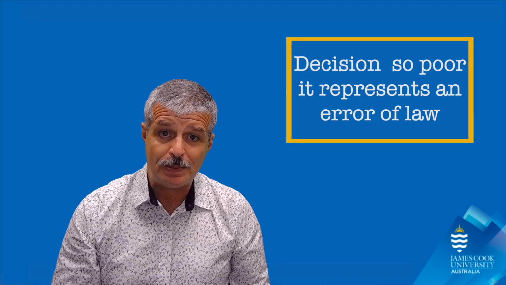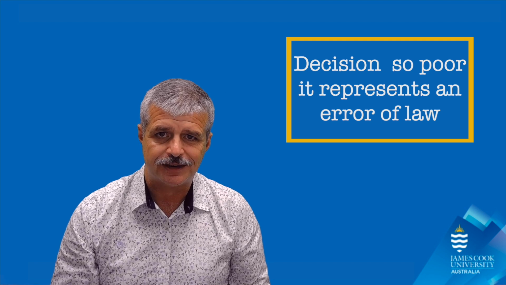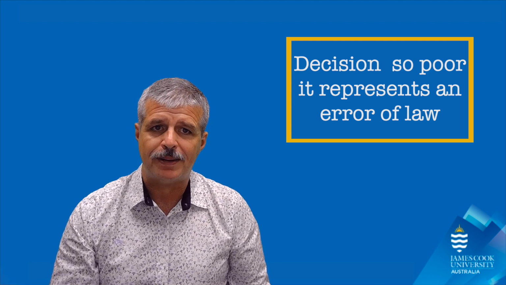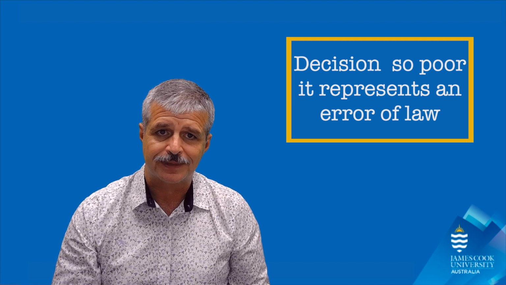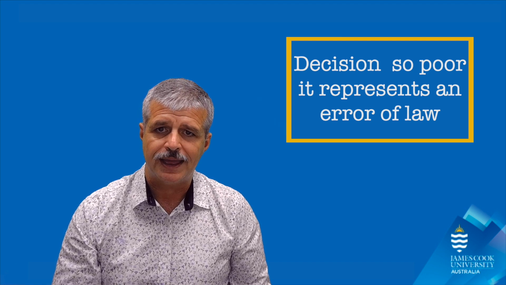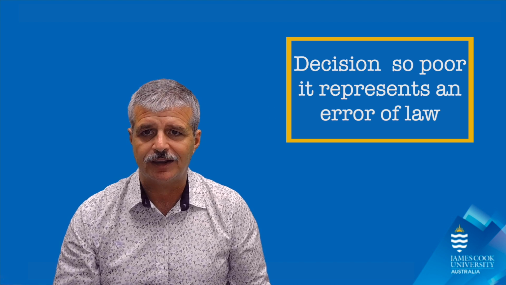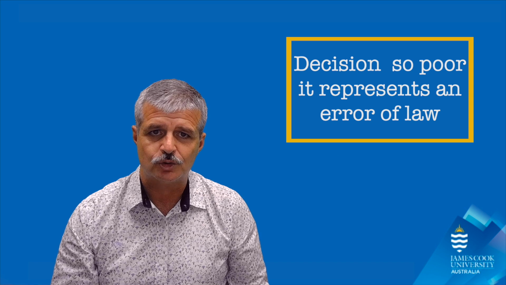The thing is, it's possible for a decision to be so bad on the merits, so completely out there on the merits, that the decision amounts to an error of law. If a decision is so bad that there must be an error of process sitting somewhere underneath it, it makes sense for this to be considered as an error of law, an error in the way the decision was made. Because the rationale is that if any sensible process had been followed, the decision could never have been made.